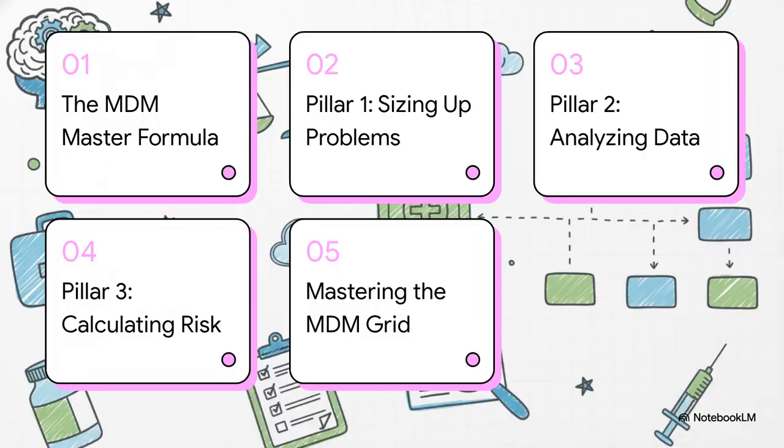about next. So here's our game plan. We've touched on the master formula. Next, we're going to break down each of those 3 pillars one by one, sizing up the problems, analyzing the data, and calculating the risk. And then we'll pull it all together so you can totally master the final MDM grid. It's really a straight shot from confusing to crystal clear.